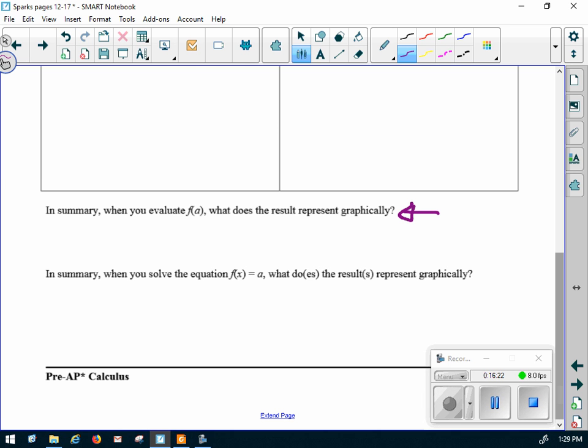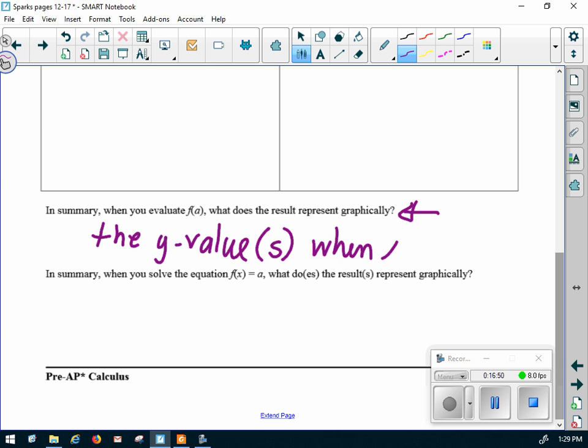Now, let's look right here. In summary, when you evaluate f of a, what does your answer mean graphically? Perfect. The result means the y values may be one value, may be more, when x equals a. Actually, it's only going to be 1, isn't it? Because it's just a function.